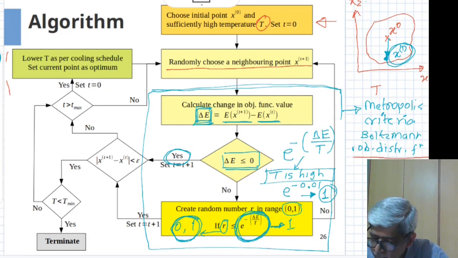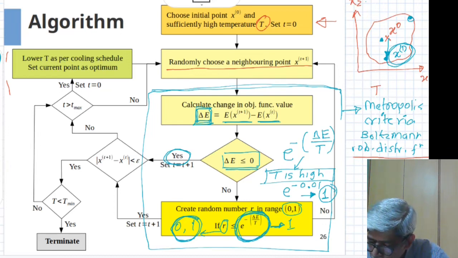So which means that at the beginning of this algorithm, whatever point you choose, whether close to the point or far away from the point, so this x1 is close to x0 or it is very far off from x0, in both cases, through the Metropolis criteria and the specific probability distribution function, this point will get selected. That means it will be a candidate minima point, and its function will be stored as a possible minimum point.